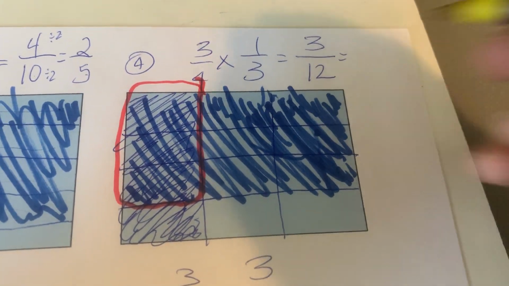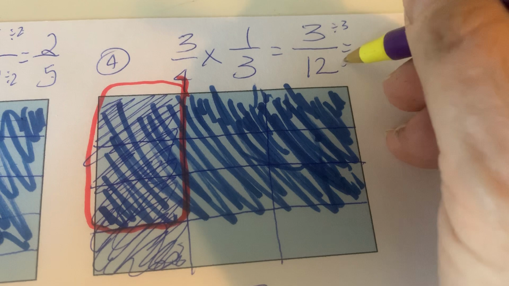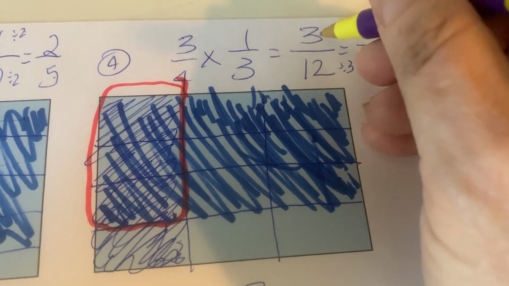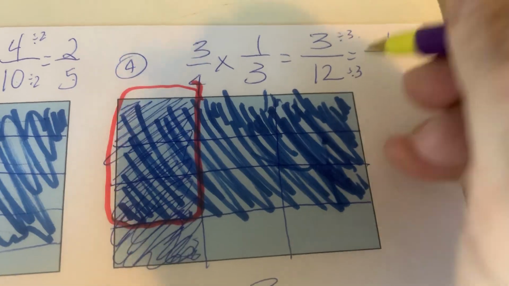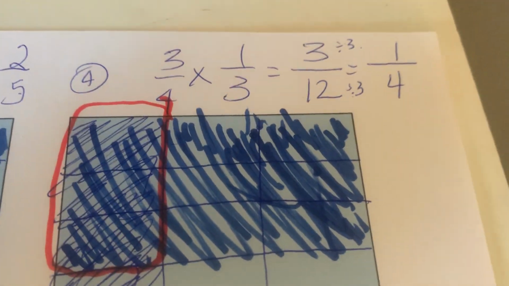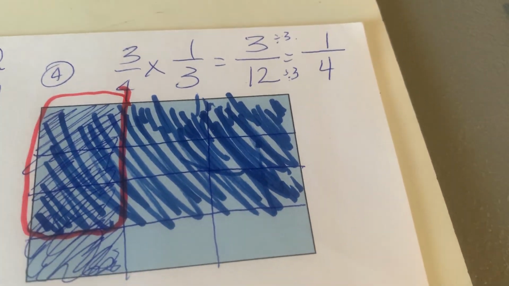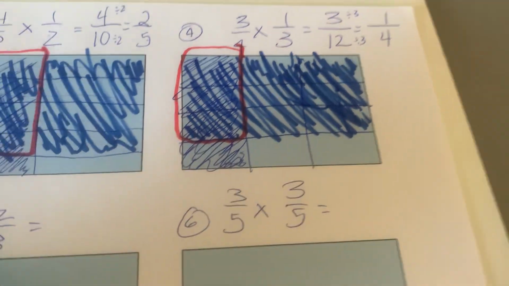And I know that 3 and 12 have a common factor of 3. And so I'm going to divide to find simplest form. 3 divided by 3 is 1. 12 divided by 3 is 4. And you know the saying, if it's 1, then we're done. Okay? All right, so let's try a couple more.